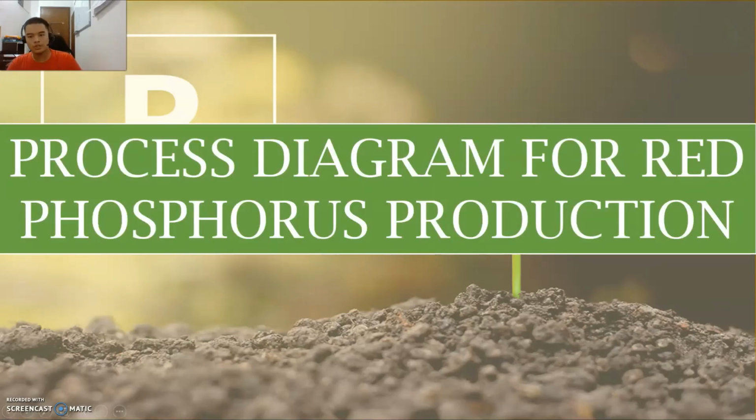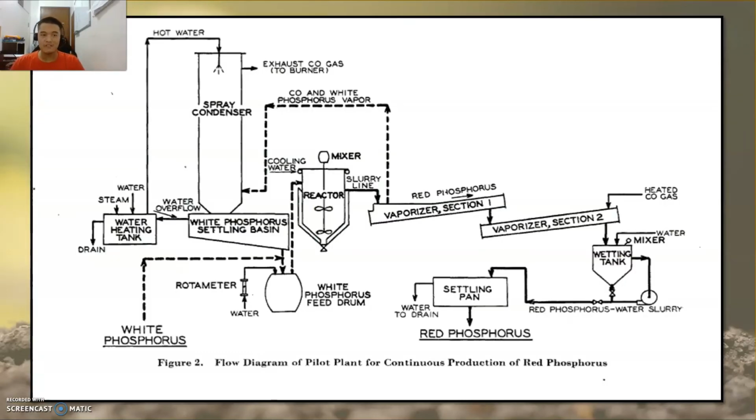Remember what I discussed earlier, that the red phosphorus is just merely a product of white phosphorus with greater heat and another water stream? Well, the process diagram at first glance is just like that. However, it's much more than that. So this is at first glance the process diagram for converting the white phosphorus to the red phosphorus. It's very scary, I know.